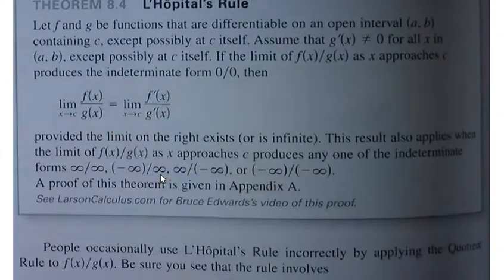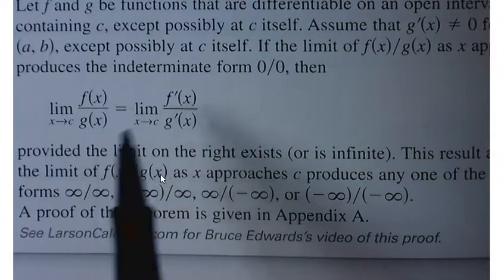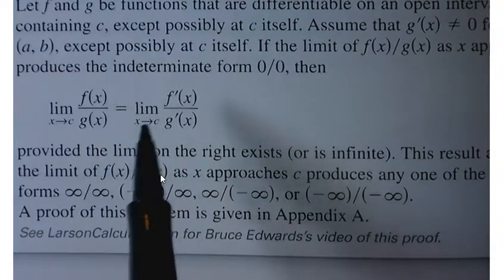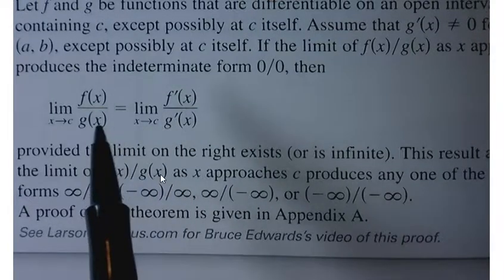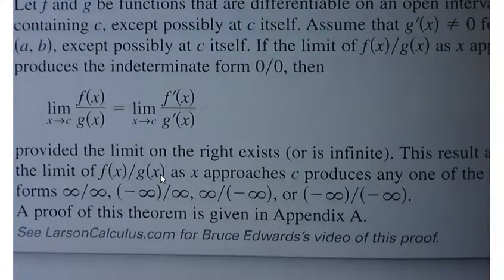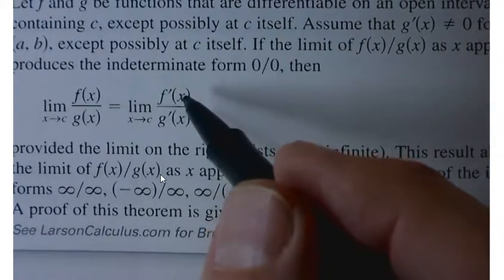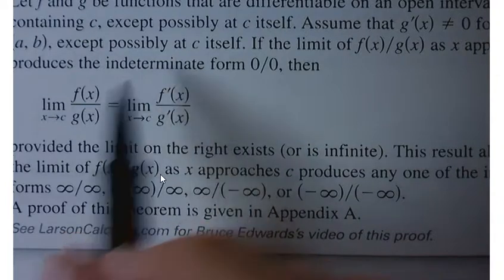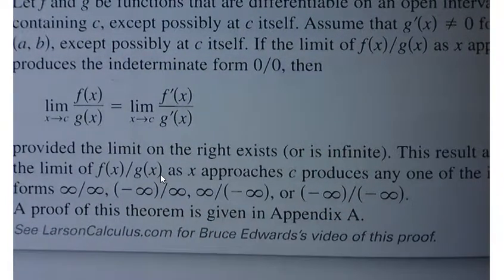These two limits, that is the limit of some rational function, f of x over g of x, as x approaches c, and the limit as x approaches c of f prime of x over g prime of x, are the same. So in other words, you can differentiate these things, and the limit is going to be the same. Now, there's one catch. This limit has to be of a special form.